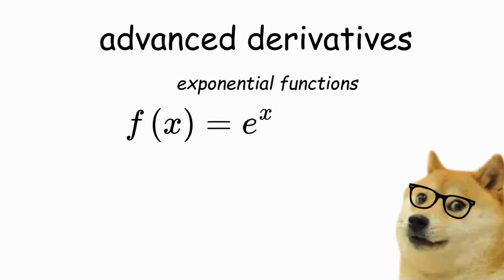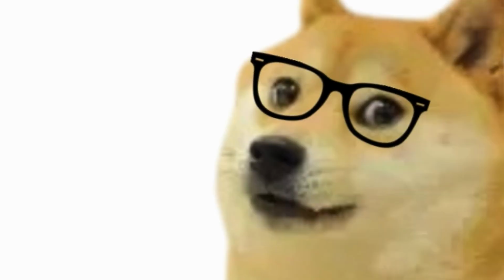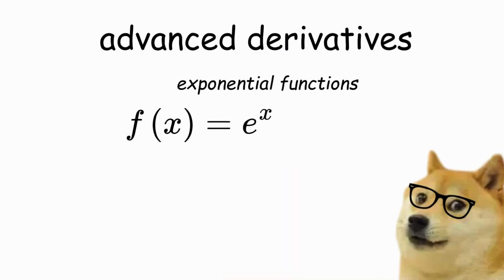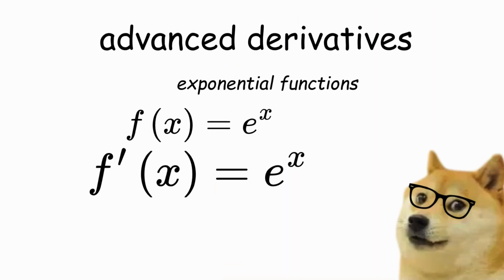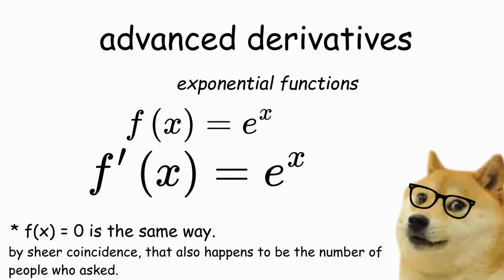The one you really need to know is the derivative of e to the x, and it is, this will blow your mind, e to the x. Yep, that's right. The derivative of e to the x is itself. And it's the only important function with that property. That's why e is a cool number.